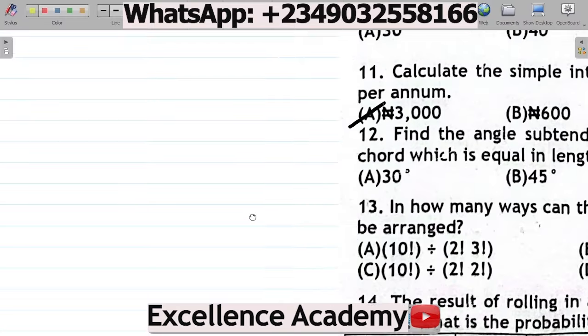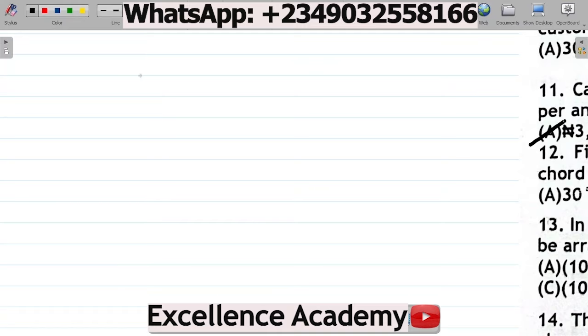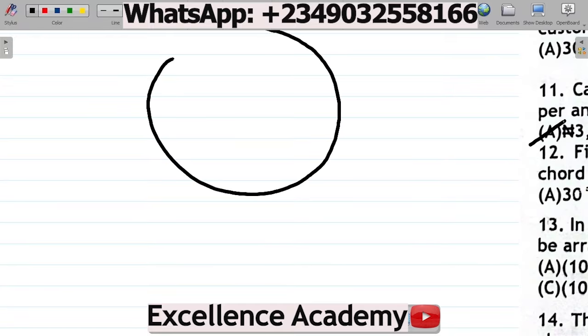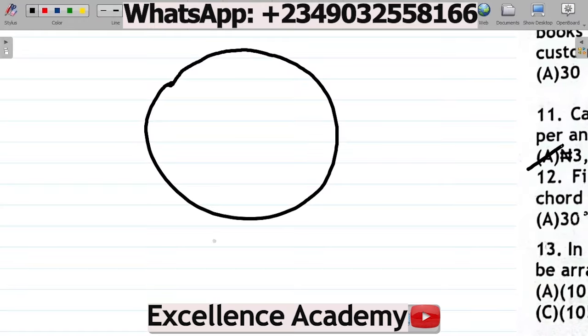Now to solve this question, let's first of all get a circle. All right. Let's get a circle here. This is not good. Let's draw something better. Let's take this to be a circle. We'll take here as the center there, which is O. They said we should find the angle subtended at the center of a circle, that's this point O, by a chord.